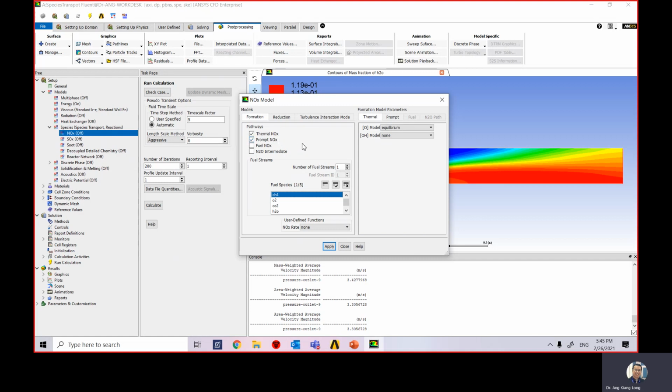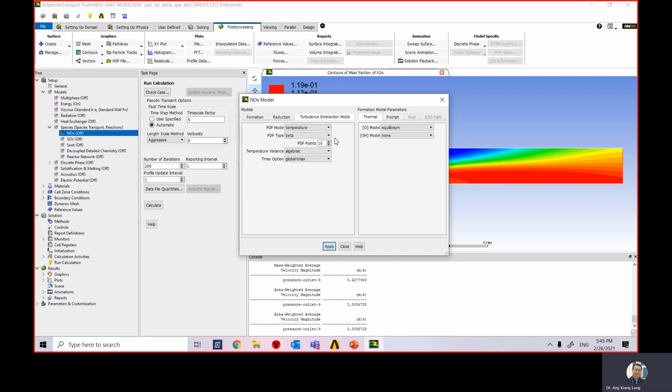Then after you select thermal and prompt and select your methane fuel species, you go to the turbulent interaction mode here, where you can change the PDF mode. For more detail on PDF, you can Google and find more information about PDF mode. And then you drop down the PDF mode. We're going to use the temperature PDF mode.